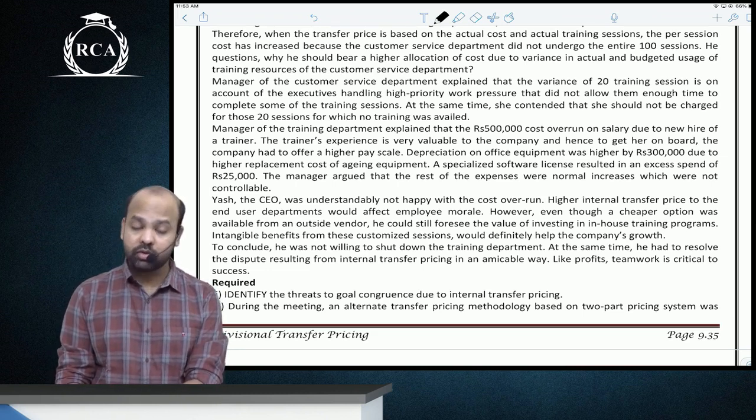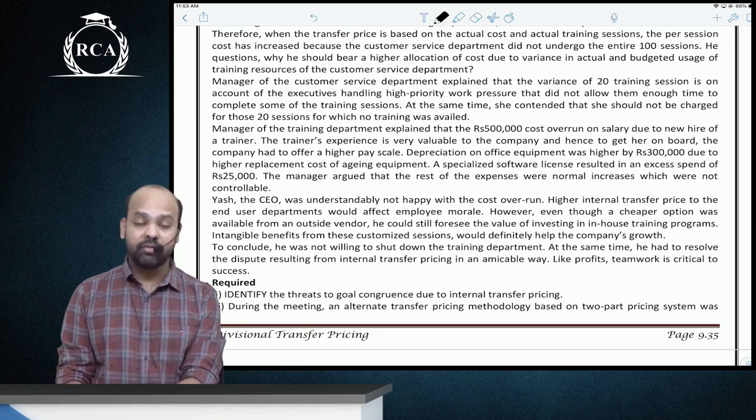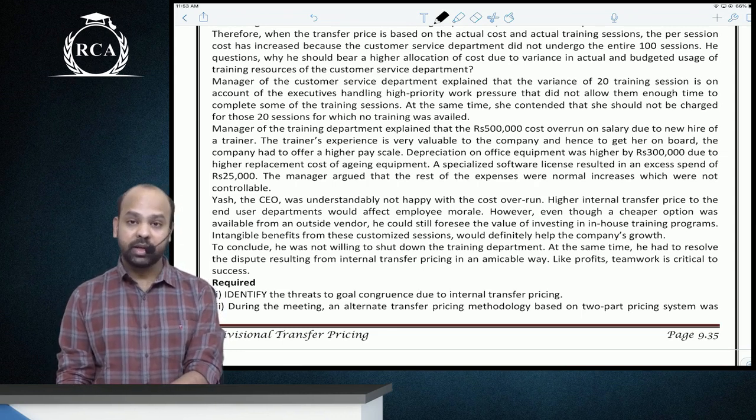To conclude, he was not willing to shut down the training department. At the same time, he had to resolve the dispute resulting from internal transfer pricing in an amicable way. Like profits, teamwork is critical to success. And here I rest my case.